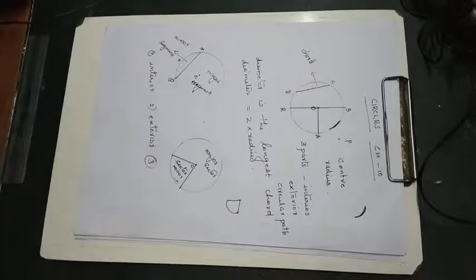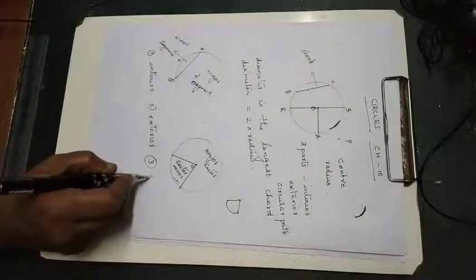Now third one, the longest chord of a circle is what? The longest chord is the diameter.